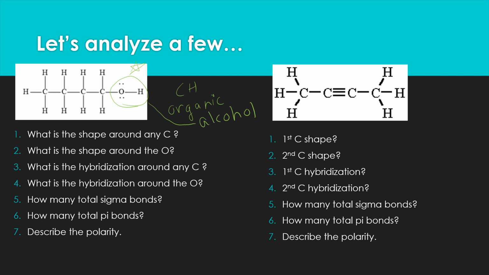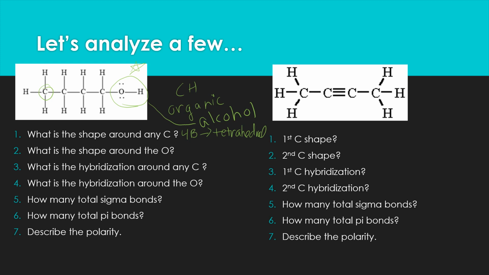Okay, so let's take a look at our questions. This first one says, what is the shape around any carbon? And they say any carbon because that gives an indication that it's all the same, no matter which carbon you pick. So if we pick one of these carbons, I'm just going to circle that first one. It has 4 bonding domains, so that's going to make it tetrahedral. So around each of these different carbons is a tetrahedral shape.